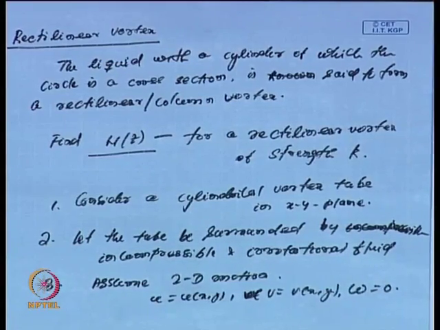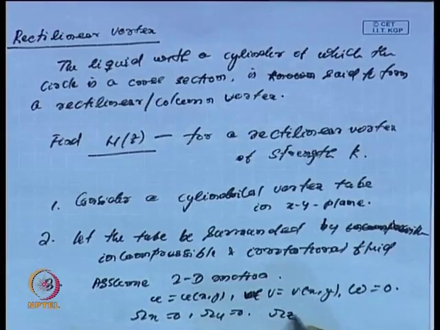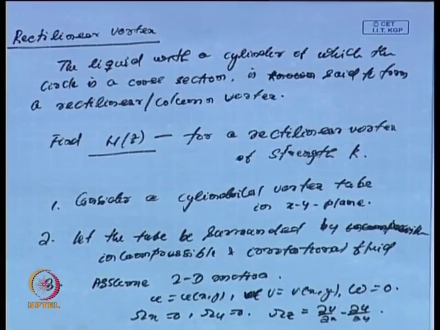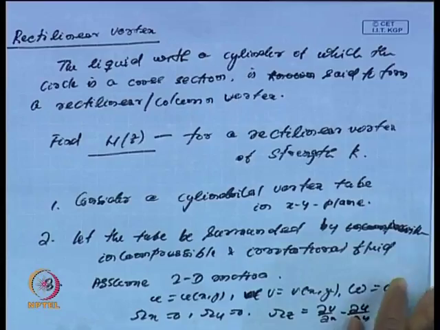Then omega x is 0, omega y will be 0, whereas omega z is equal to del v by del x minus del u by del y. These are the components of the vorticity vector, and only this term will exist, the other two terms will contribute 0.